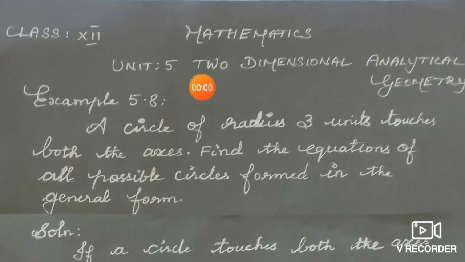Unit 5, Two-Dimensional Analytical Geometry, Example 5.8. A circle of radius 3 units touches both the axes. Find the equations of all possible circles formed in the general form.